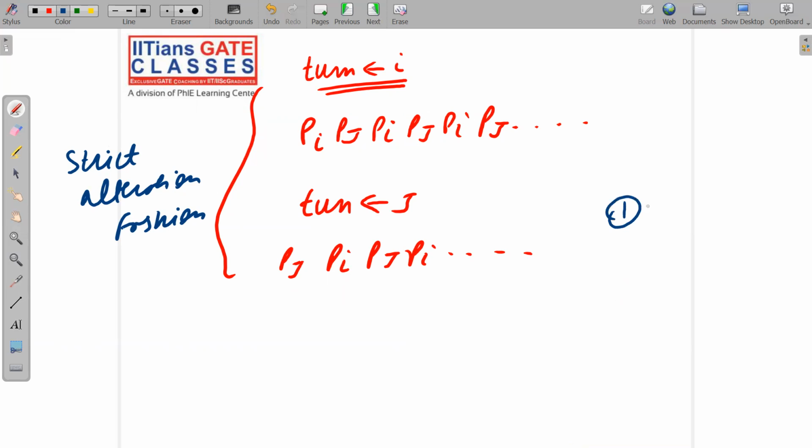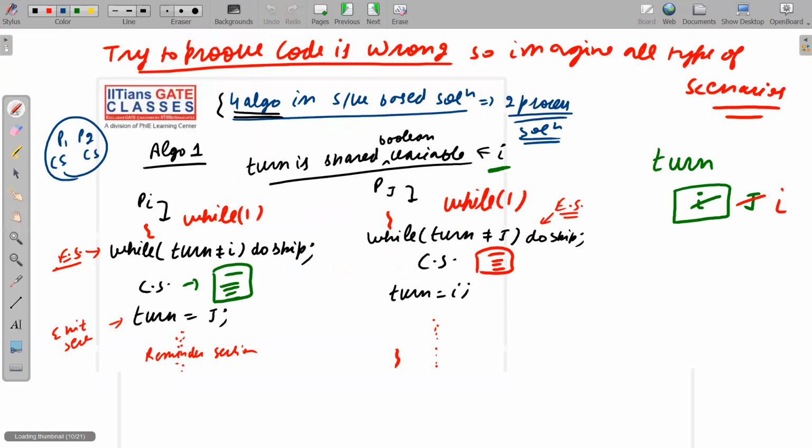First is mutual exclusion. Please see this. Mutual exclusion is satisfied or not. So see this. Obviously, when PI is in CS, then PJ cannot enter. When PJ is in CS, PI cannot enter. Okay, so obviously mutual exclusion is satisfied. Now I will tell you how to check whether mutual exclusion is satisfied or not.